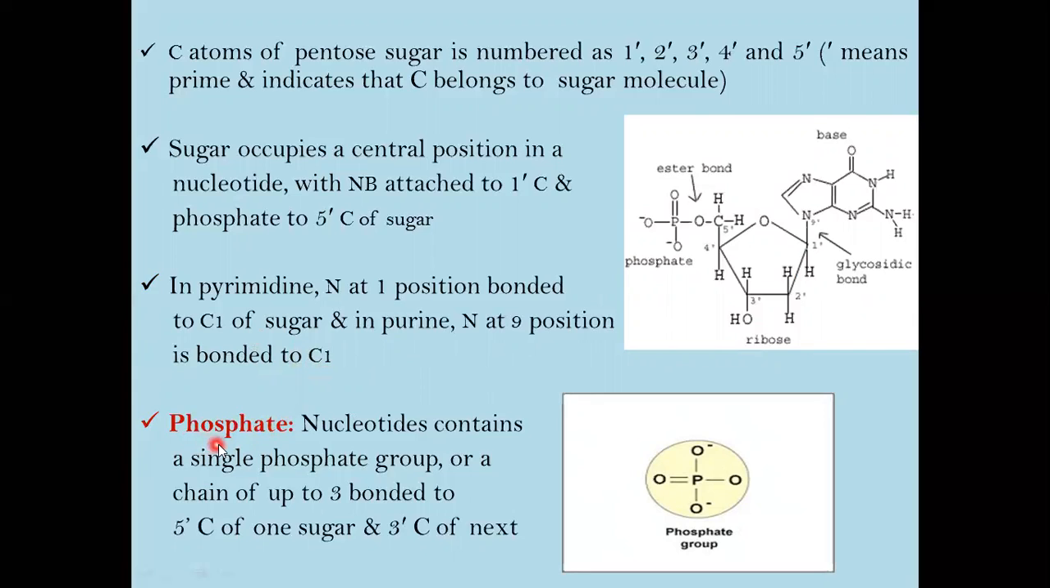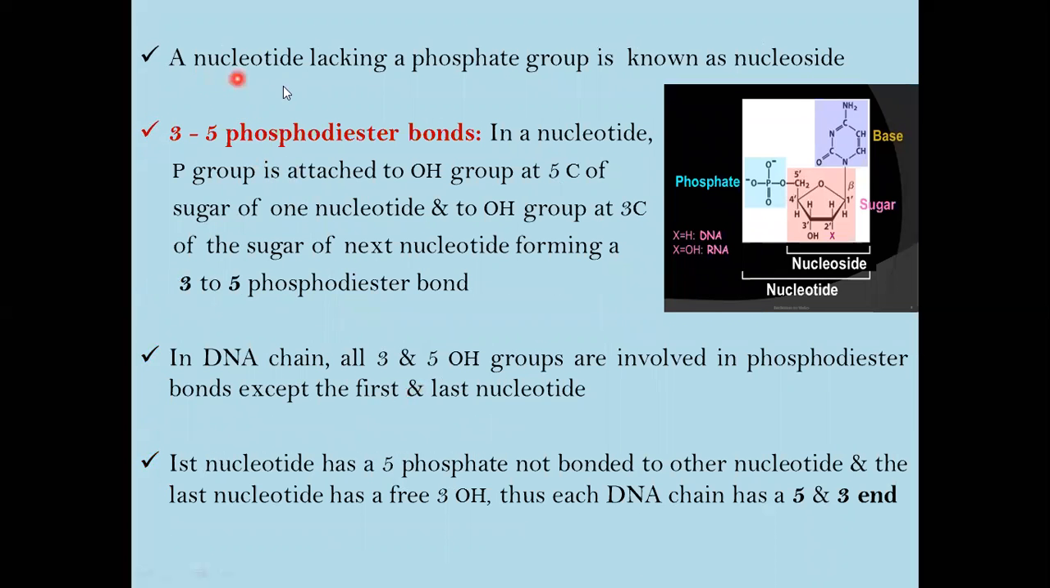The last part of a nucleotide is a phosphate. A nucleotide contains a single phosphate group or a chain of up to 3 bonded to 5 carbon of one sugar and 3 of the next sugar. So this is the last part, the phosphate group. You can see here, it is attached to the nucleotides, at 5 of one nucleotide and to 3 carbon of the next nucleotide to form a nucleotide structure. A nucleotide lacking a phosphate group is known as nucleoside.